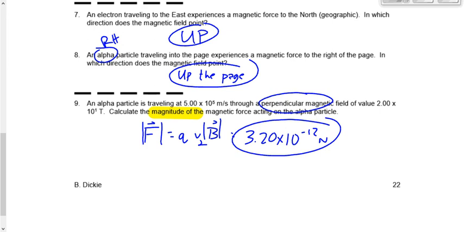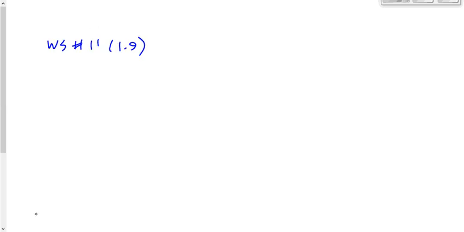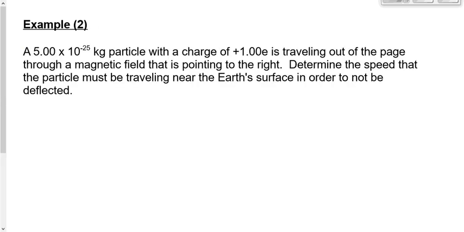Good? Okay, I have one more example, and then I'm going to shut it down for the day here. The second question says, a 5 times 10 to the negative 25 kilogram particle with a charge of plus 1e. What does that mean, plus 1e? You guys remember that from our last unit? What's the e mean? Yeah, it's the elementary charge. 1 times the elementary charge. It's traveling out of the page. By the way, this is a positive particle, so if I'm going to use a hand rule, it's going to be a right-hand rule. Traveling out of the page, the magnetic field is to the right.